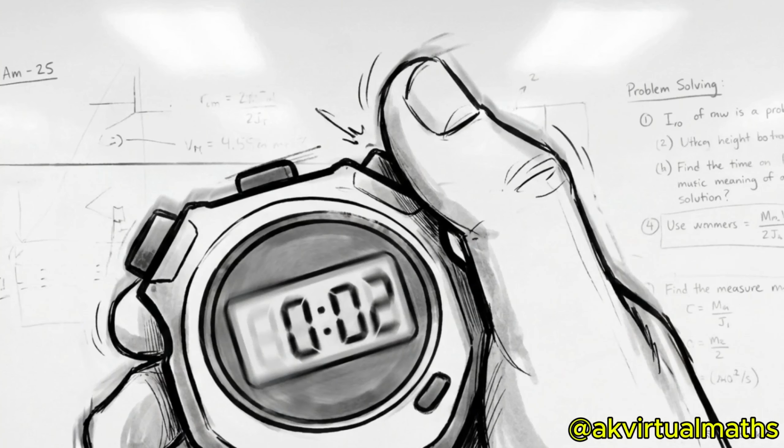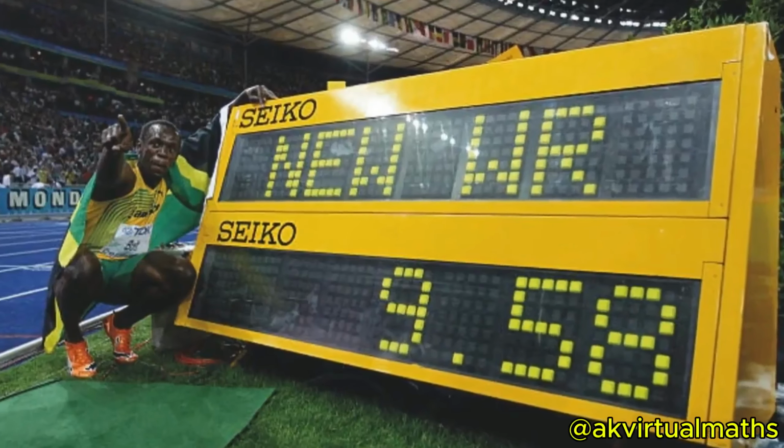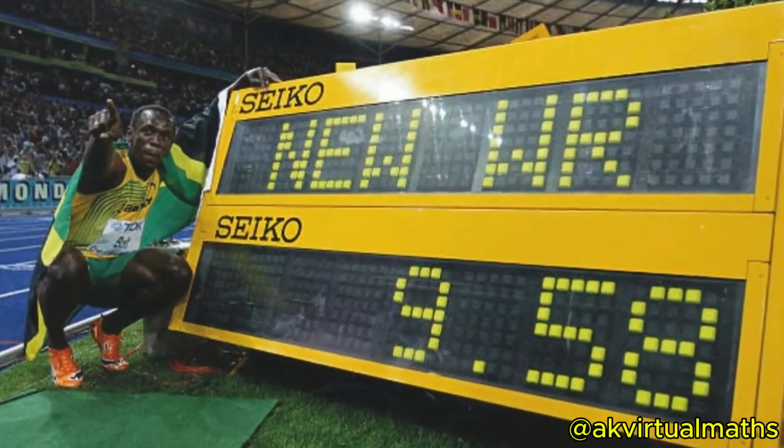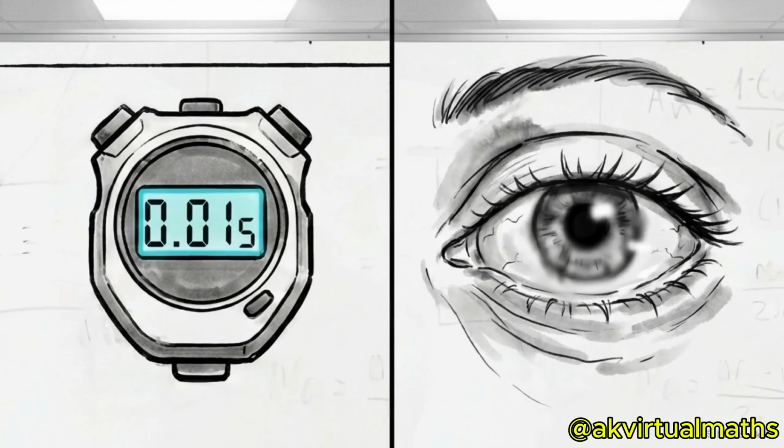Timing a single swing is highly inaccurate because human reaction time, the delay in pressing the stopwatch button, is a significant fraction of the total time. This digital display shows precision down to 1/100th of a second. A stopwatch is far more precise than our human reflexes, so we have to adjust our method to compensate.